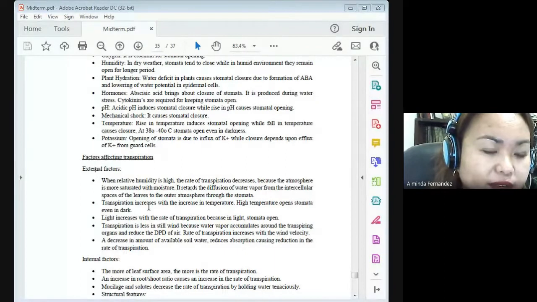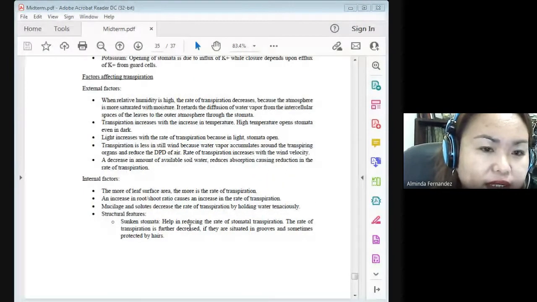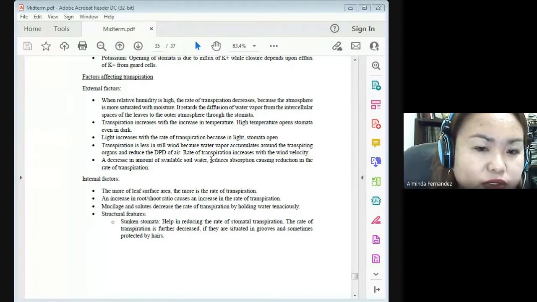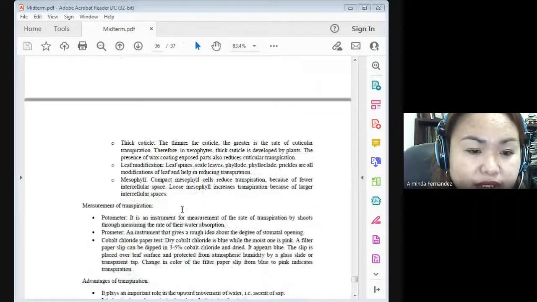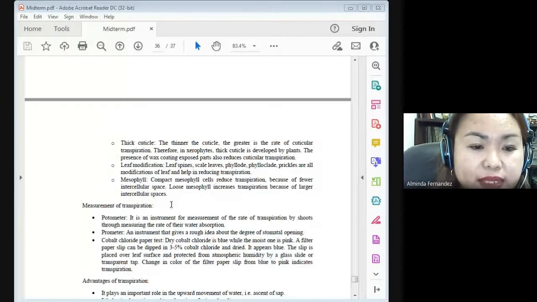So there are a lot of factors for transpiration. These include humidity, temperature, light, no, and soil water. Internal factors such as leaf surface area, root-shoot ratio, mucilage, sunken stomata, thick cuticle, leaf modification, and mesophyll.